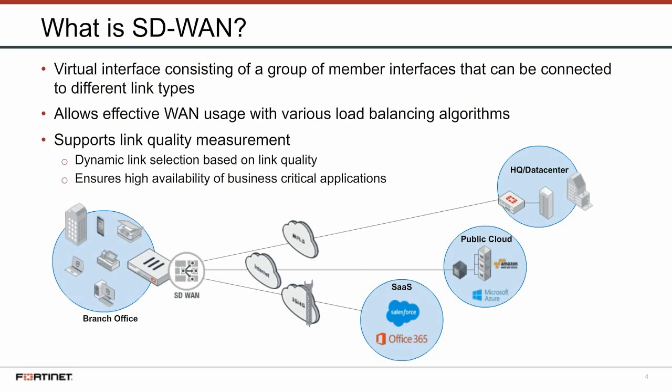One of the main motivators for deploying SD-WAN is effective WAN use when you are using multiple WAN links. Effective WAN use is achieved using various load balancing algorithms such as bandwidth usage, sessions, or application-aware routing. Another important feature of SD-WAN is link quality measurements. Using ping or HTTP echo, FortiGate can determine the latency, jitter, or packet loss percentage for each link, and dynamically select links based on these measurements. This ensures high availability for business-critical applications.